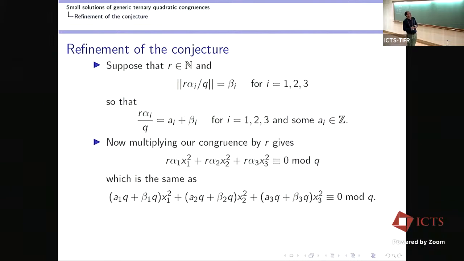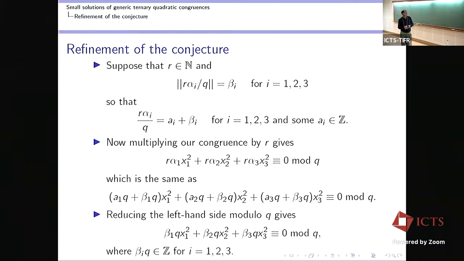Good, then multiply the whole congruence with r, so we get that. We can conclude that here. Okay, we can spell out r alpha i, so that will be a_i times q plus beta i q, so we'll get this congruence here. And then we can just reduce modulo q, so this doesn't matter here. We just get this congruence.